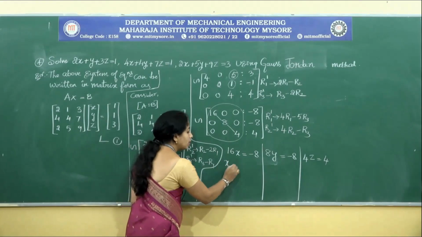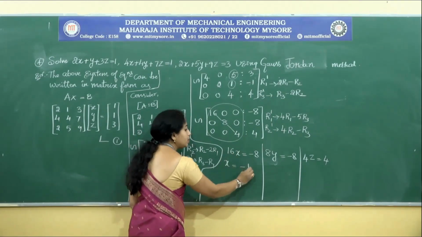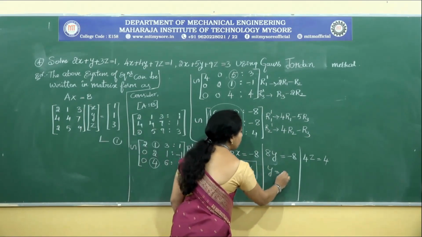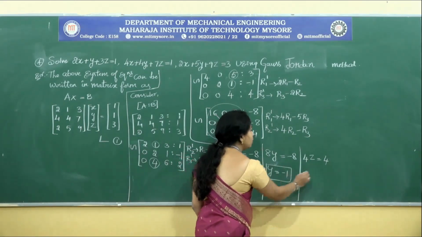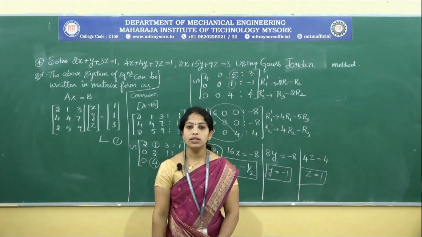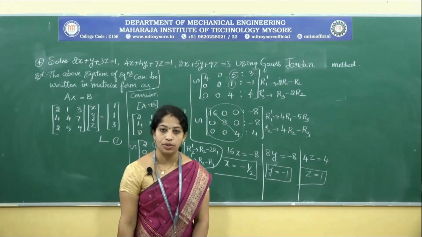The value of x is minus 8 by 16, which means you will get minus 1 by 2. The value of y is minus 1 and the value of z is 1. This is the solution by using Gauss-Jordan method.